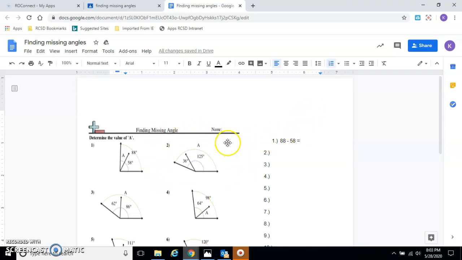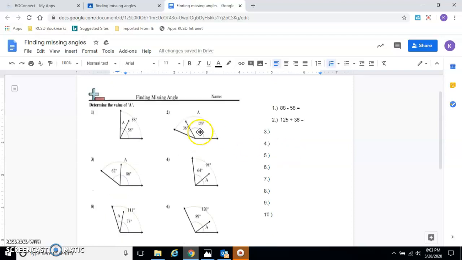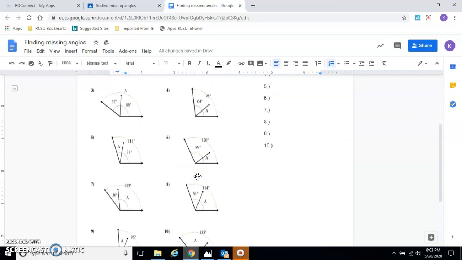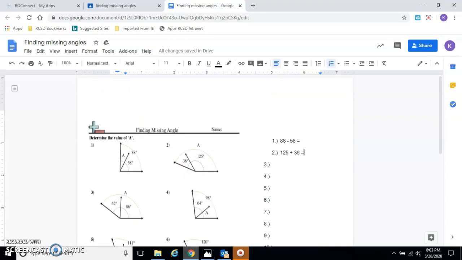Then number 2 is a little different. Now we're given 125 is this angle here, and then we're given 36 is the little angle over here. Now A is this big angle on the outside. We need to figure out what that outside angle is. How are we going to do that? We're going to have to do 125 plus the 36. And that's going to give us our answer. So you have to go through all these, see where the A is, and figure out what that measure is. If you need help with this, you can always come to office hours. I'd be happy to help you.